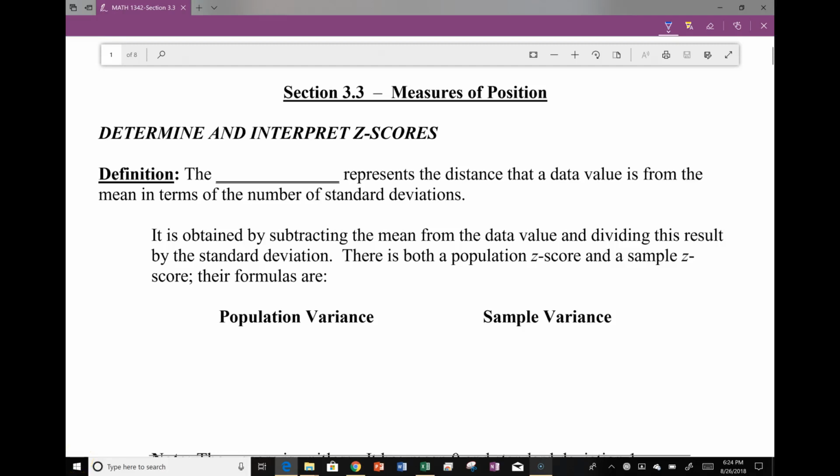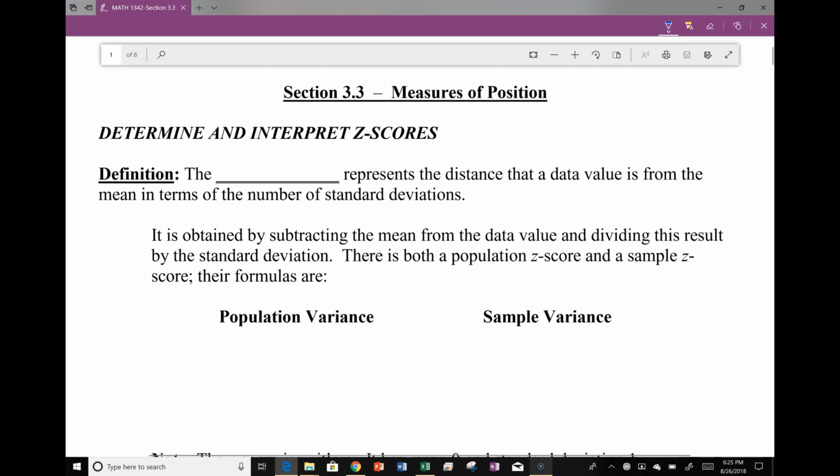In this video, we're going to begin discussing measures of position. We've already discussed measures of central tendency, which were mean, median, mode. We've also already discussed measures of spread, our variance, our standard deviation, and everything, along with range. So now we're going to begin our study of measures of position.